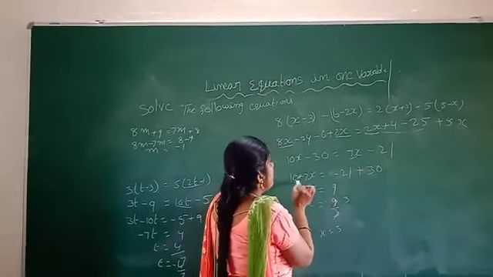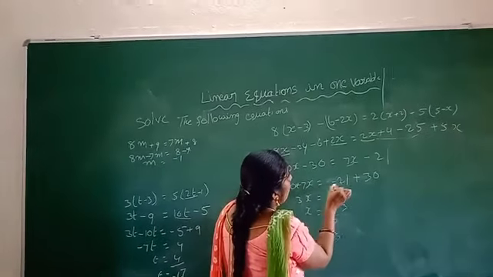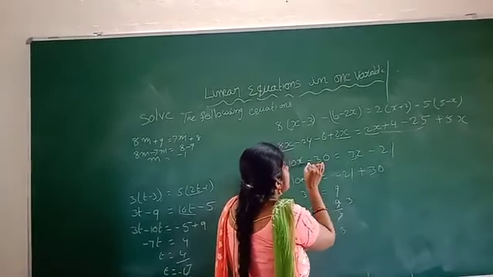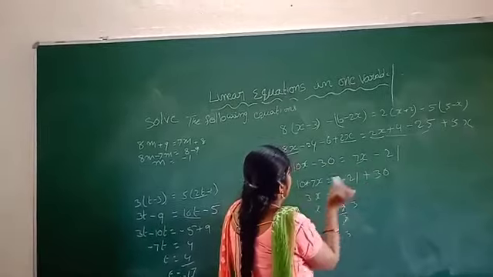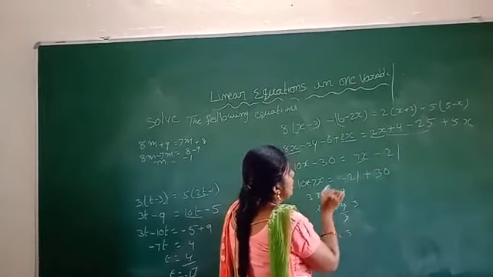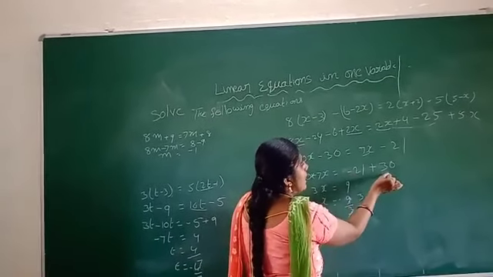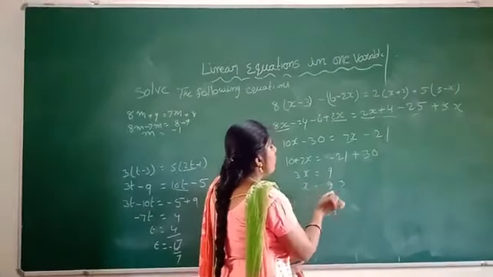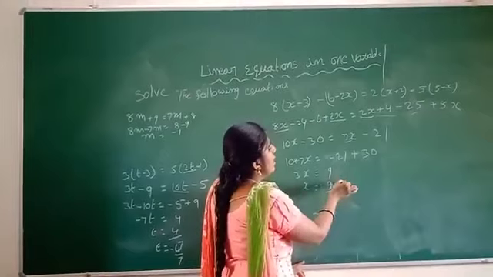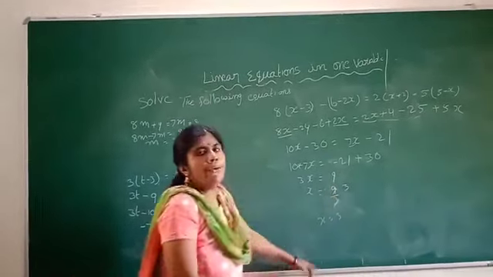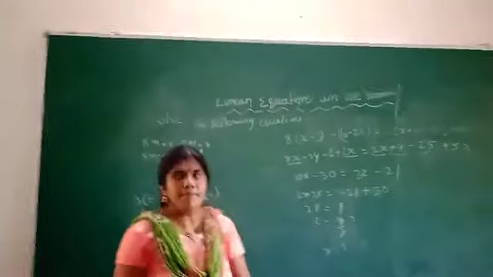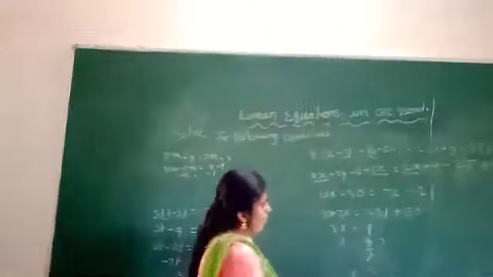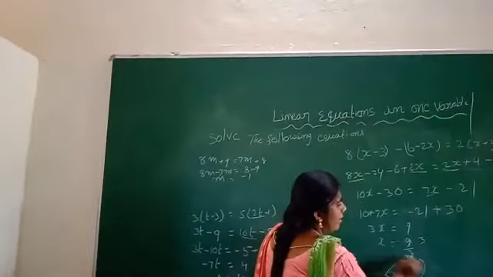To change, 10x minus 7x equal to minus 21. Minus 13 is changed to plus 13. 10x minus 7x, 3x. Minus 21 plus 13, how much? 9. 3x equal to 9. x equal to 9 by 3. 3 ones are 3, 3 3s are 9. x equal to 3. Okay children? x equal to 3.